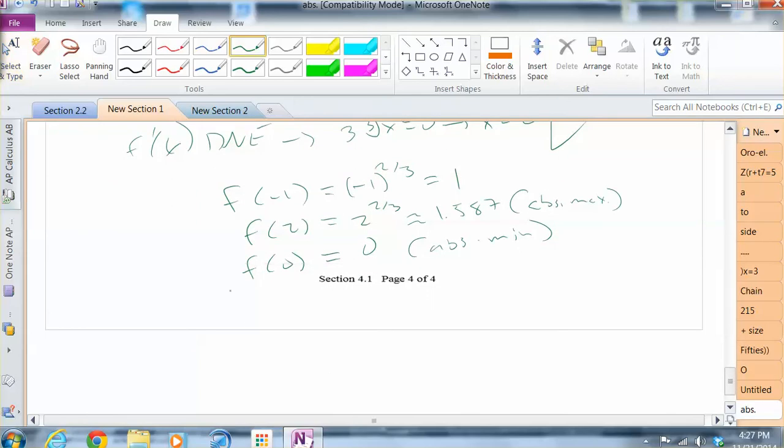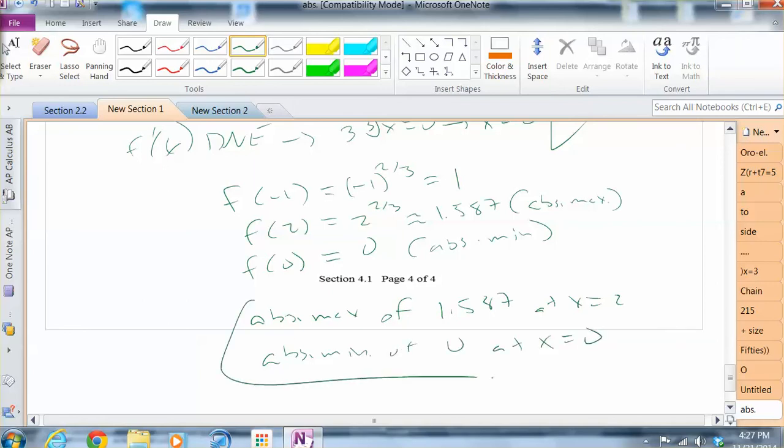So finally, I'd say my answer is absolute max of 1.587 at x equals 2, absolute min of 0 at x equals 0.